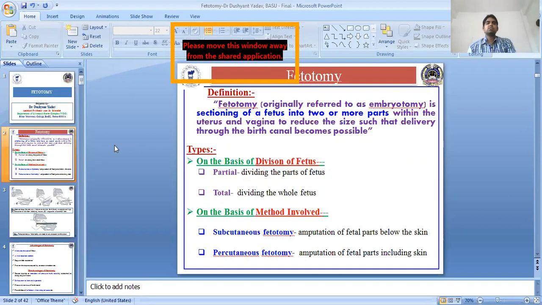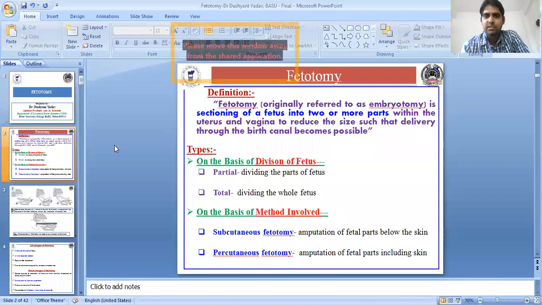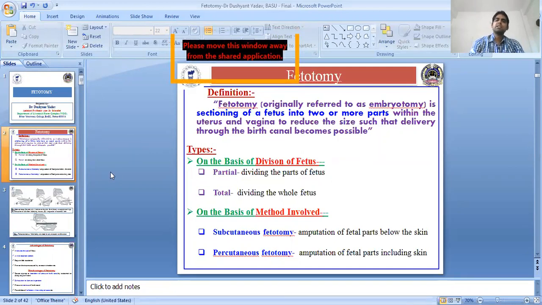Okay, so fetotomy is of two types, that is partial and total or complete, on the basis of the division of the fetus. Partial fetotomy is when we dissect only some part of the fetus, like the legs and head and other things. And the other is total fetotomy, when we divide the whole fetus in many cuts.